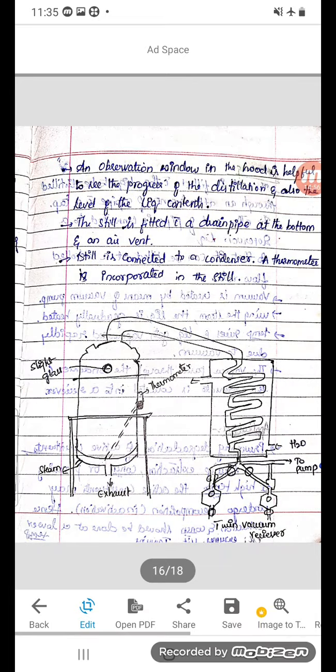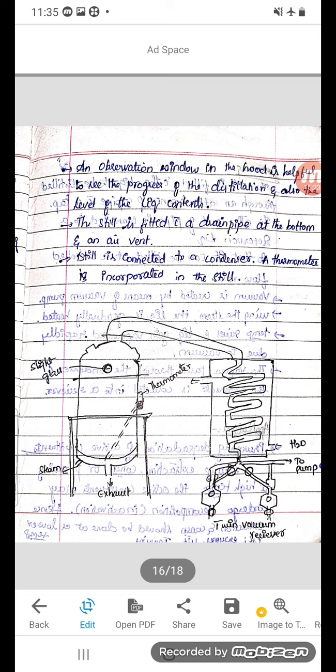So next is the large scale apparatus using vacuum still for distillation under reduced pressure. The equipment and the working are the same, but with respect to industry the apparatus will be changed like this. It will have a steam inlet from here, an exhaust from here, and the flask will be changed like this. A thermometer is fitted to note down the internal temperature. A slight glass opening will be given to see what is happening inside the process.